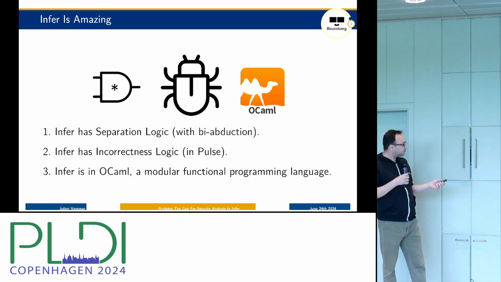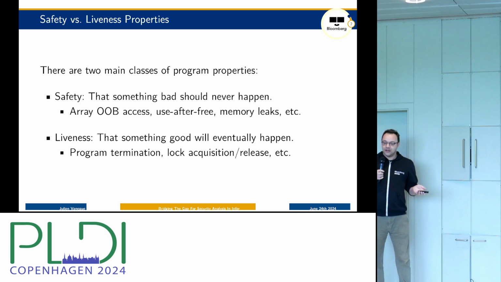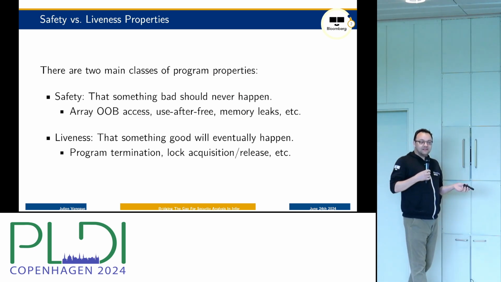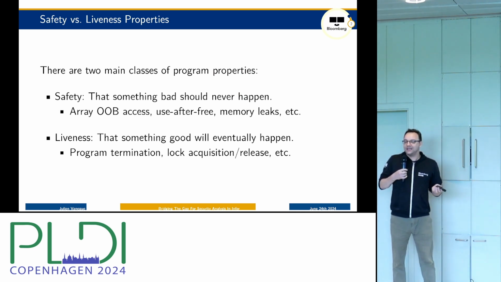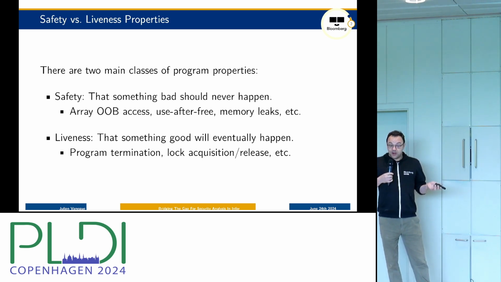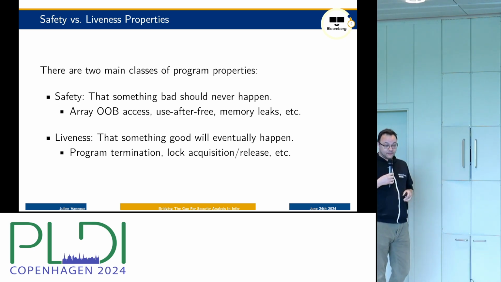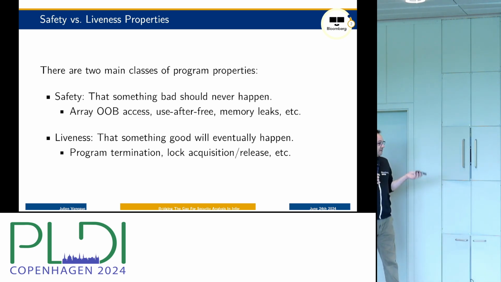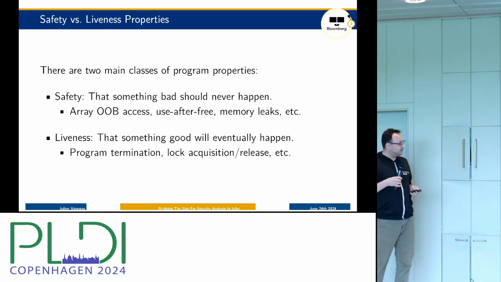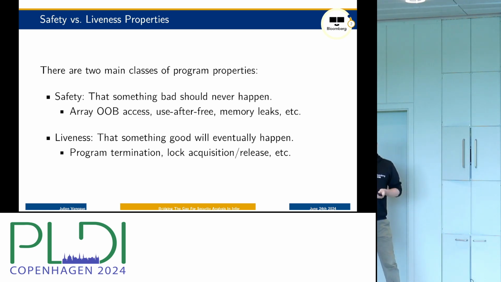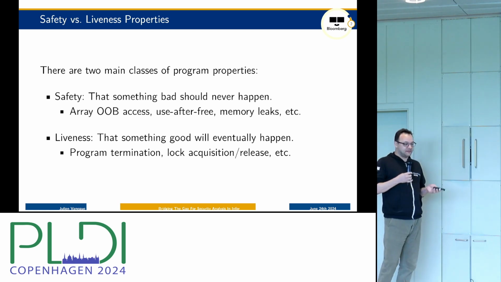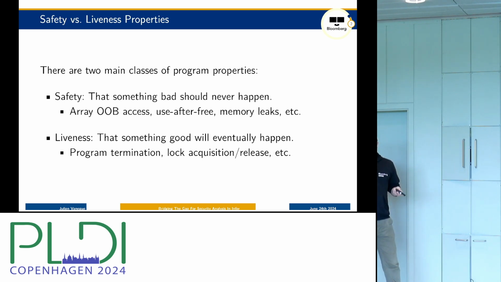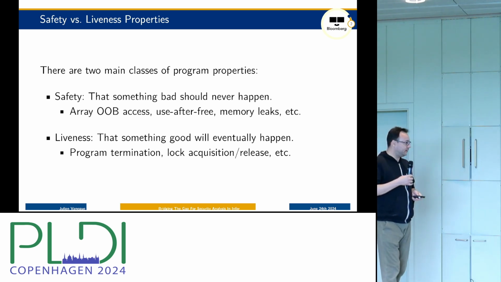And so, as you all know, there are two main classes of properties that one may want to check in a program. One class of property, which is what most people are interested in, is safety. And safety basically means that something wrong will never happen. You also have liveness. Liveness is something good will eventually happen. So, of course, in safety, you have all sorts of safety properties you may want to check in programs. For example, the absence of array out of bound accesses, absence of use after free, absence of memory leaks, etc.